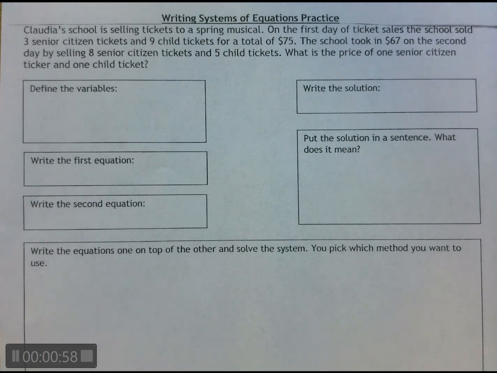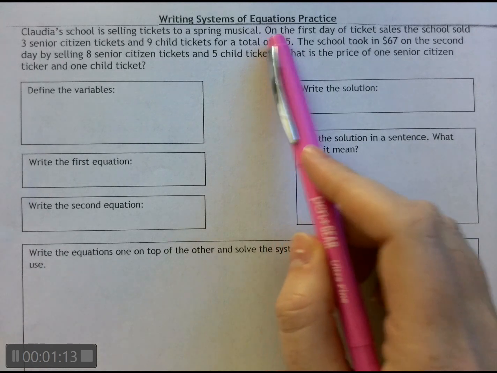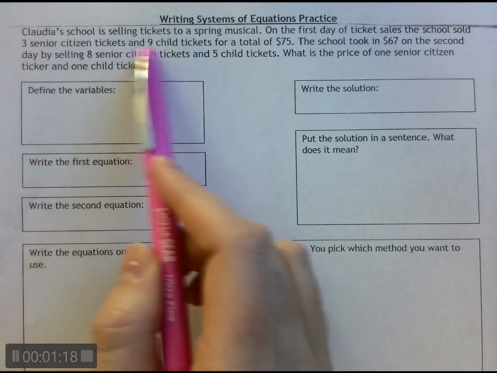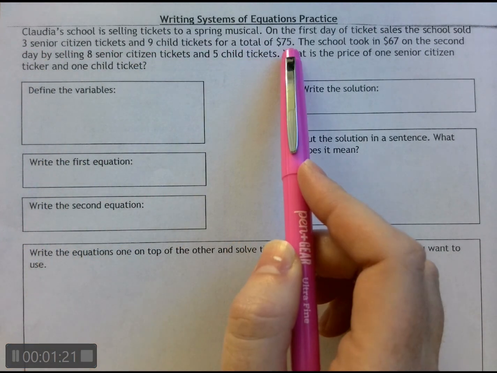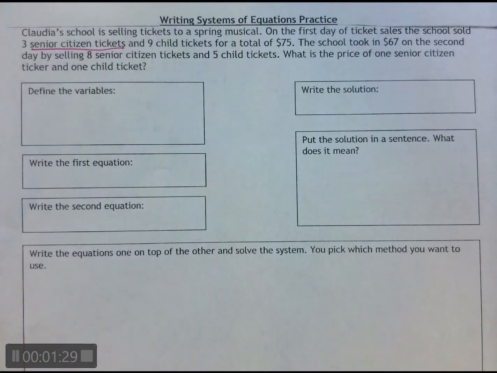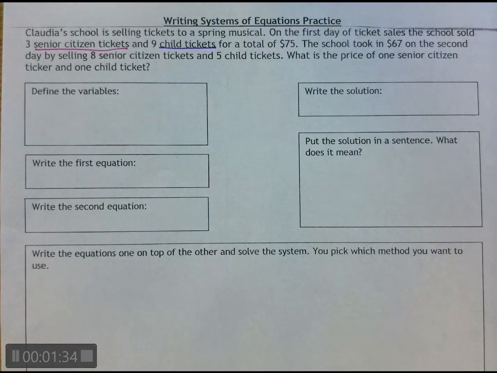But the thing to remember is that this is systems of equations. So we know there's going to be 2 equations, okay? So let's just start with something a little bit simpler. Read the second sentence again. On the first day of ticket sales, the school sold 3 senior citizen tickets and 9 child tickets for a total of $75. So there are 2 types of tickets. There are senior citizen tickets and there are child tickets.